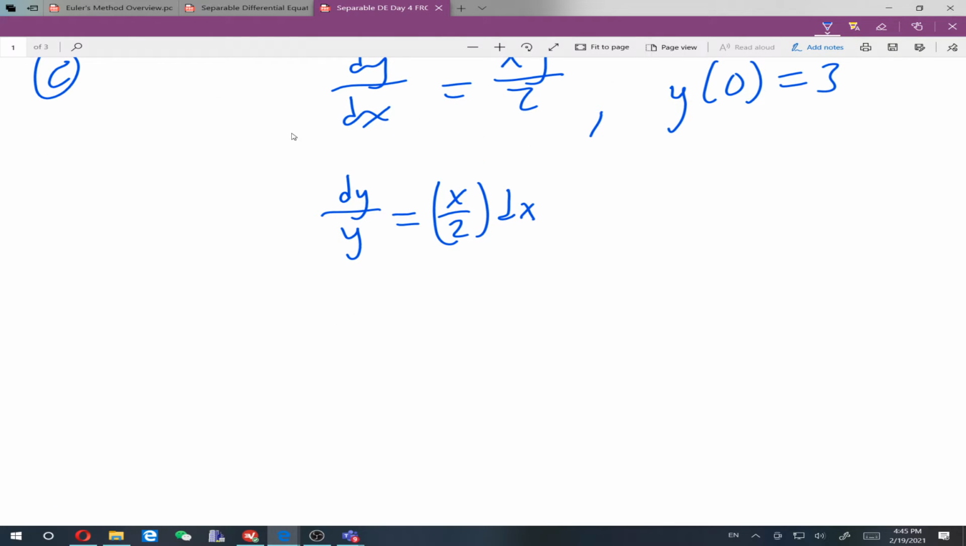So I'm going to jump over to Kelly. Kelly, if I integrate this on both sides, what's going to happen? Oh, dy over y.